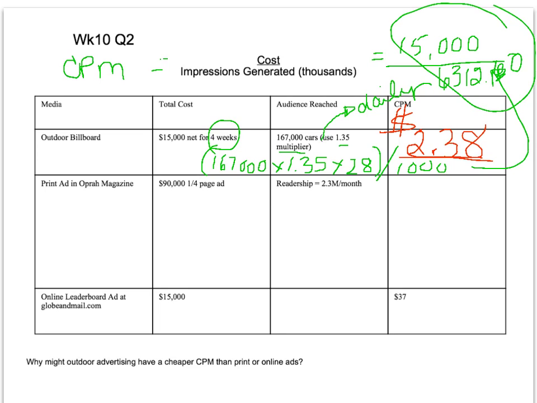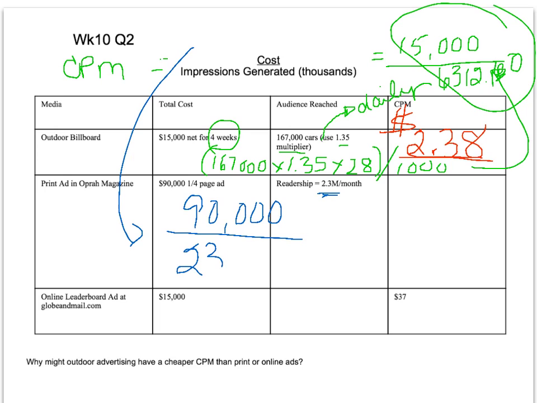Okay, down to Oprah Magazine. We are calculating again CPM here for readership of 2.3 million per month. Again, using our formula, we've got a cost of 90,000. How many impressions are we generating in thousands? Well, you take 2.3 million and you divide it by 1,000, 2,300, to get your CPM of $39.13. You're paying $39.13 per 1,000 impressions.